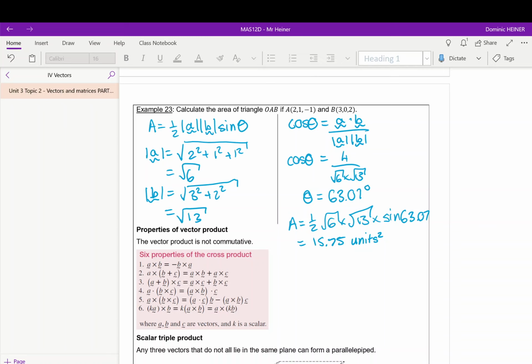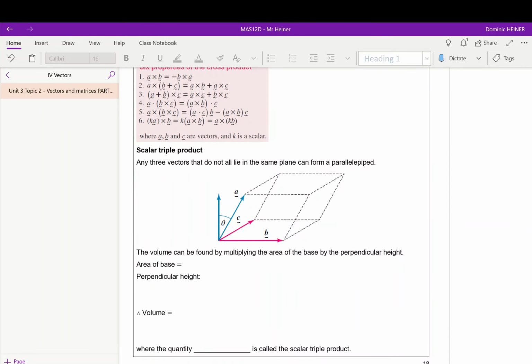So some properties of the vector product. The vector product is not commutative. We've looked at that earlier. A cross B is not equal to B cross A. It's equal to negative B cross A. The cross product is distributive, not associative. So A cross (B plus C) is equal to A cross B plus A cross C. A dot (B cross C) is equal to (A cross B) dot C. And a scalar k times (A cross B) is equal to the scalar being multiplied by the entire cross product and also the scalar being multiplied by just B. So A, B, and C are all vectors, and k is a scalar.